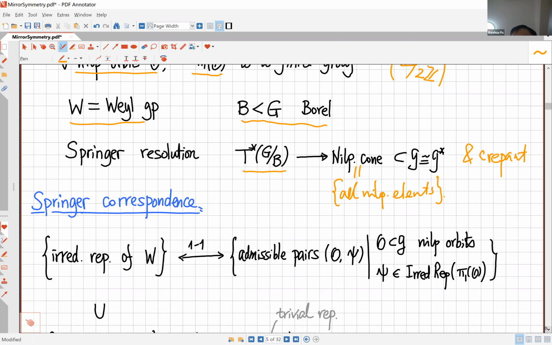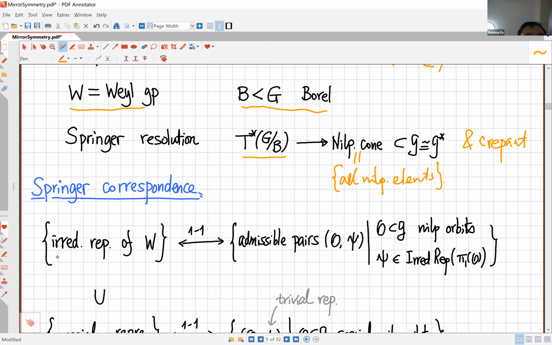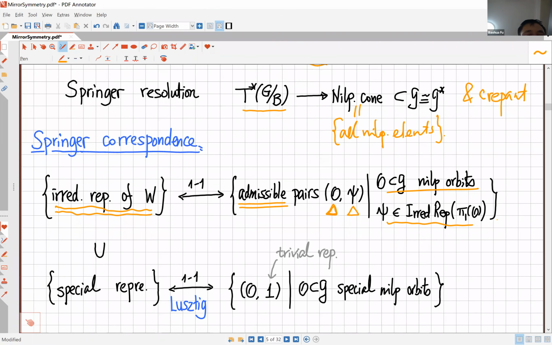And then the Springer correspondence gives a correspondence between the irreducible representations of the Weyl group. This is the main object in representation theory: how to find all irreducible representations. There's a geometric way: to each irreducible representation we can associate a pair. The first part of this pair is a nilpotent orbit, and the second part is an irreducible representation of pi one, the fundamental group. Not every irreducible representation will appear, just some of them. This is why we call it admissible. Admissible means there are some conditions to be satisfied.